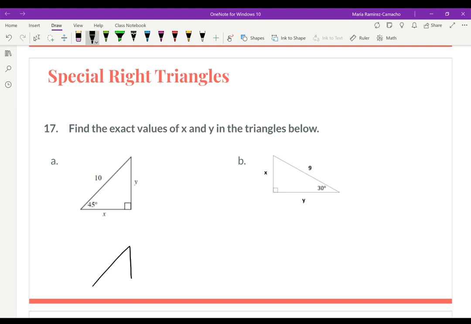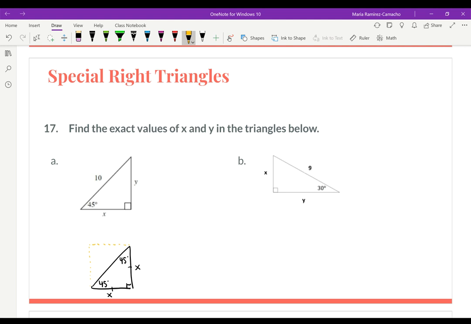When you have 45, 45, 90 triangles, such as the one here in part A, your base and your height are going to be the same because remember, this is just half of a square, and squares have all equal sides.